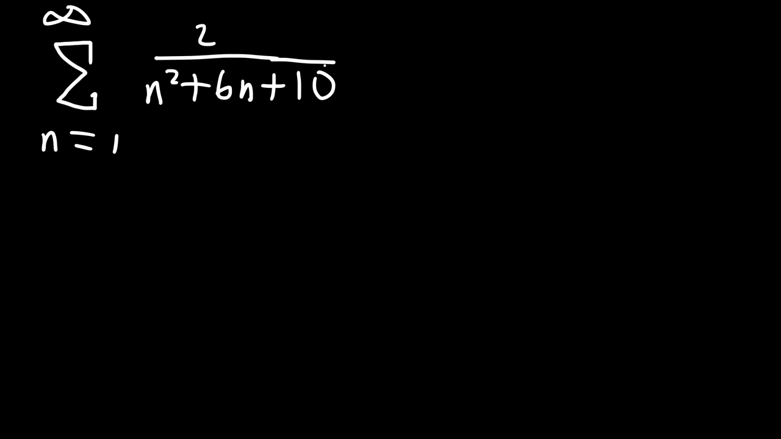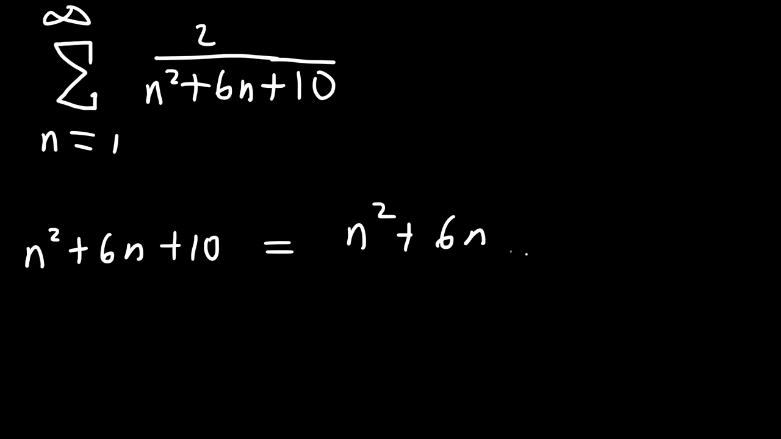Now the first thing I would recommend doing is rearranging this expression. So let's focus on n squared plus 6n plus 10, and let's complete the square. Half of 6 is 3, and 3 squared is 9. So instead of writing 10, I'm going to write 9 plus 1, because this is a perfect square trinomial.